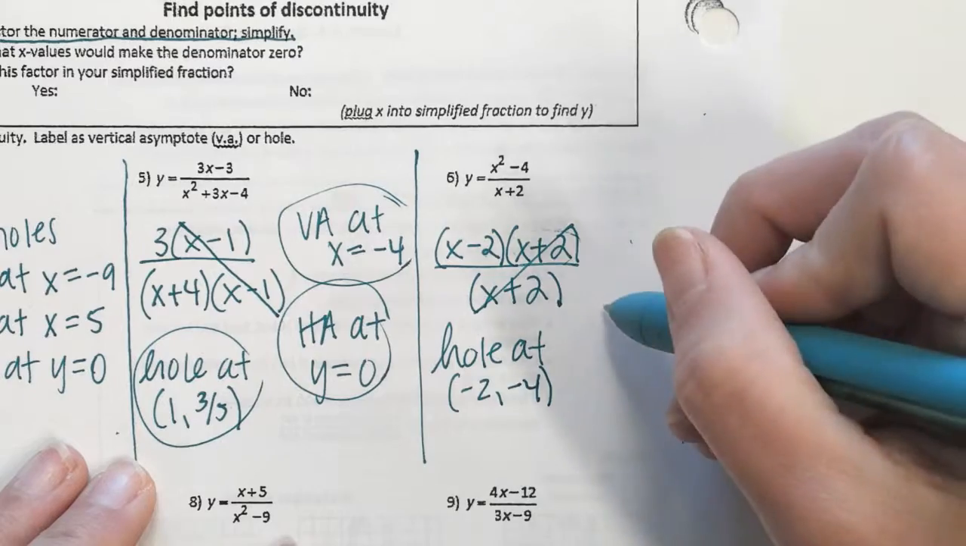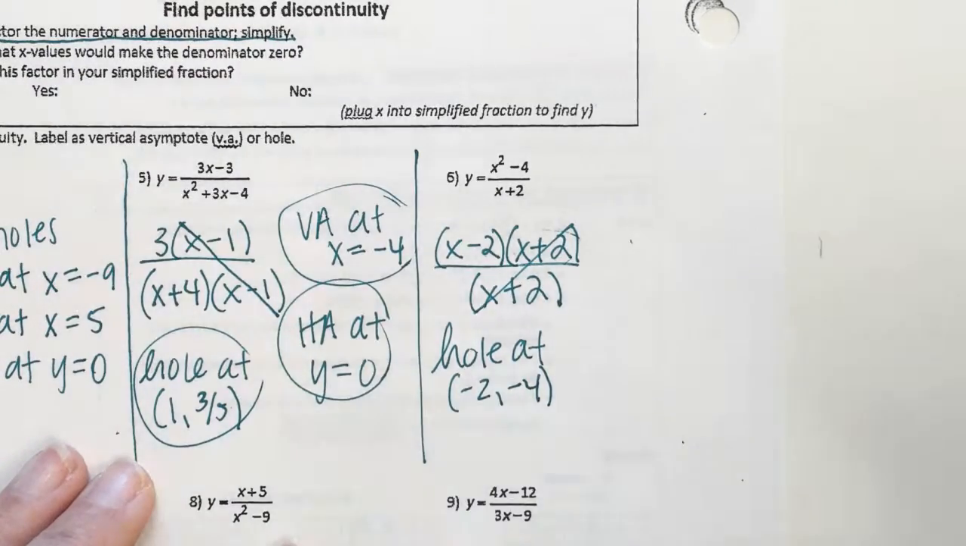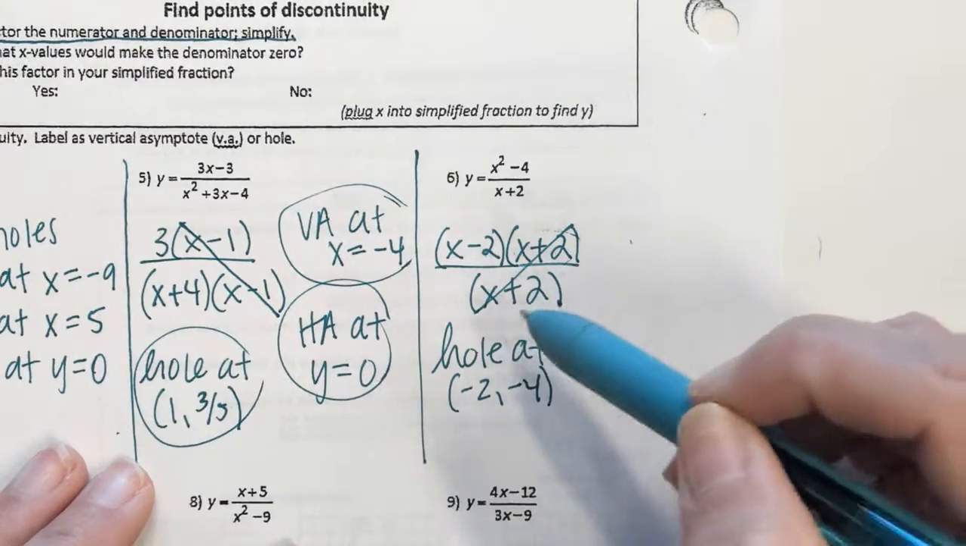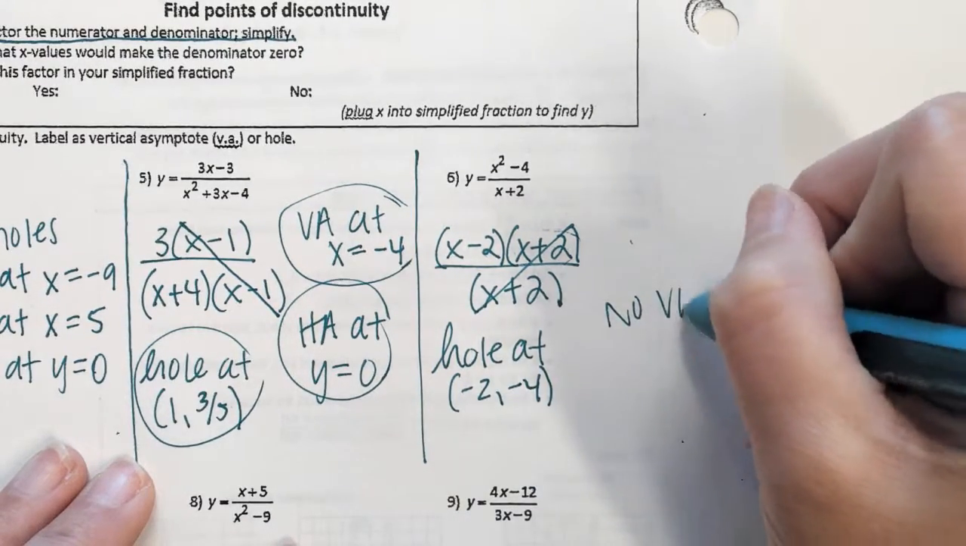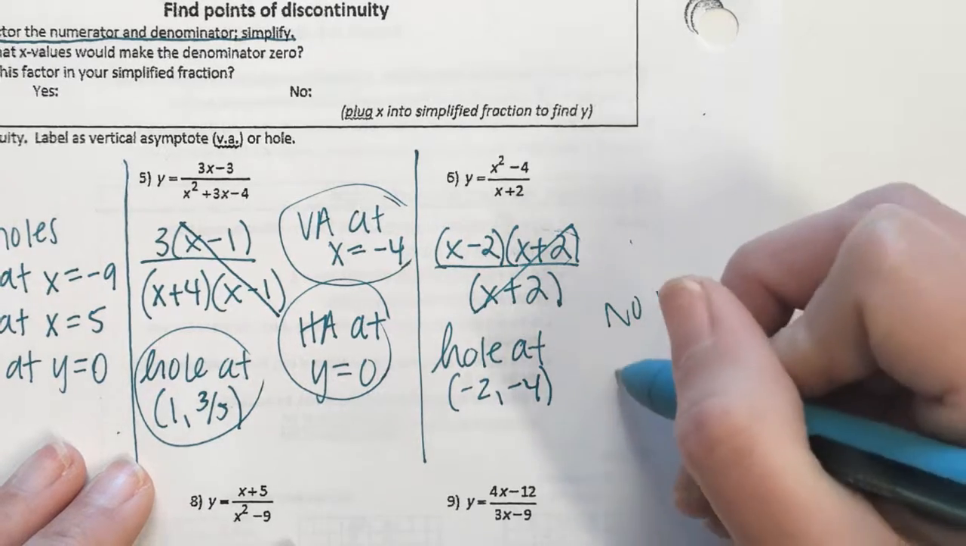Where's my VA at? There's not one. Good, because is there a denominator anymore? Nope, so I have no VA. Now look at the original. What about my HA? It's top heavy, so no HA. Very good.